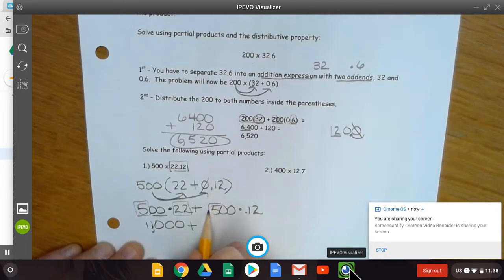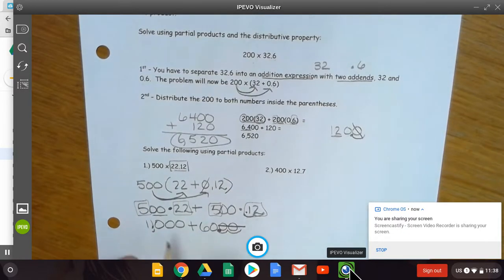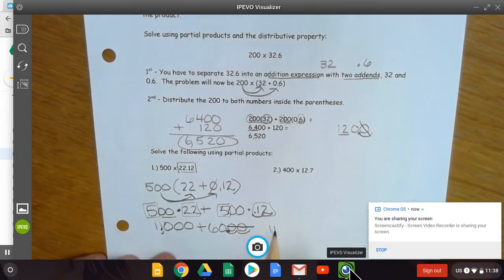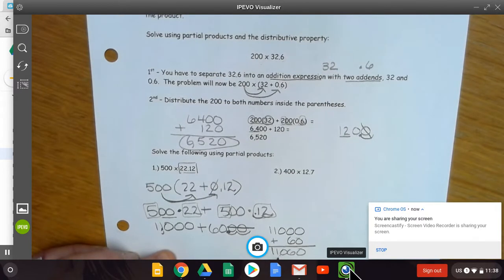Plus, I'm going to multiply my 5 times my 12, which gives me 60. Take the 2 zeros, put them on, but then be cautious. You have to move 2 places over in this number because you have 2 decimal places. So 1, 2 from the left, which gives us 60. Cross those zeros out. Add up 11,000 plus 60, which is going to give you 11,060.